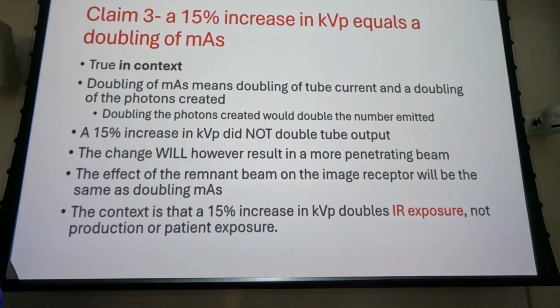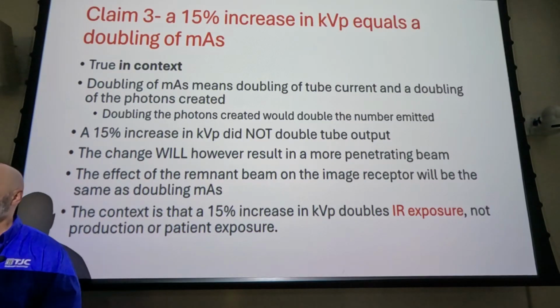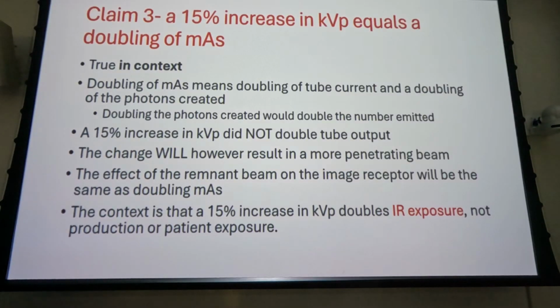Yes and no. At the image receptor, it absolutely does, but output from the X-ray tube, no. So which one of those are you most likely to get on as a question on a test? It's going to be at the image receptor, okay? So in that context, yeah, a 15% increase in kVp doubles your mass. Doesn't double your mass, but it gives you the same effect at the image receptor as doubling the mass.